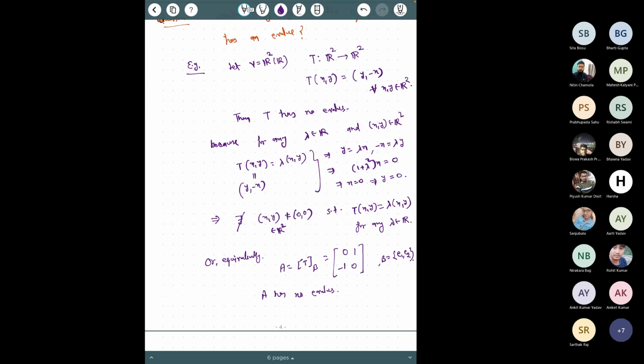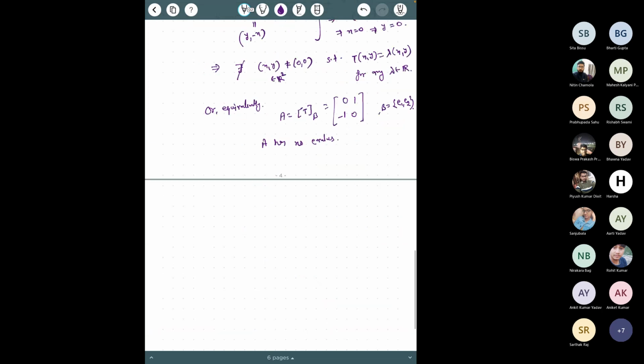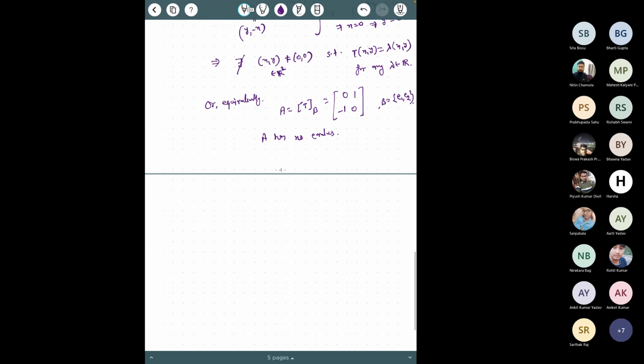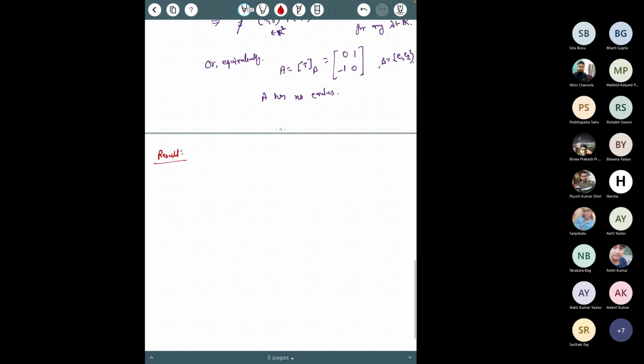All right. So next we will prove the existence of an eigenvalue on a complex vector space, or a complex matrix. Let me write this as a result first. In general, this is not true, as we have seen in the example, but if the field is the field of complex numbers, then it is true.